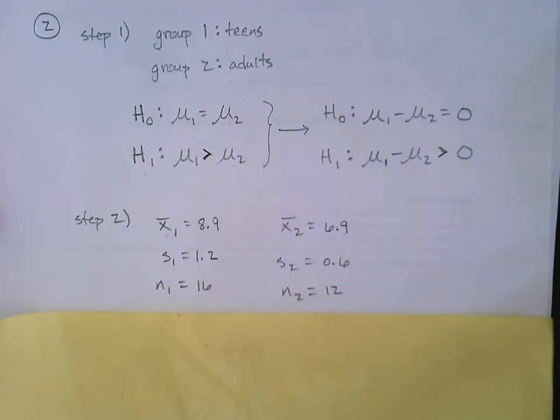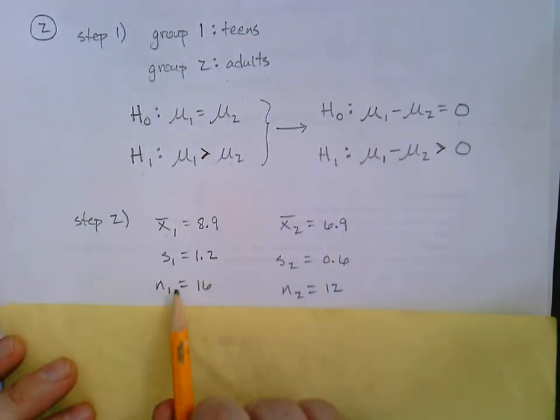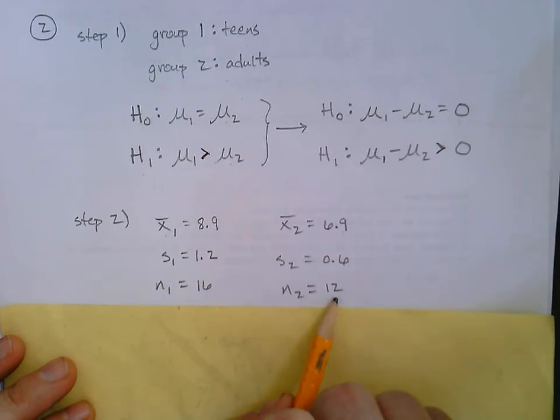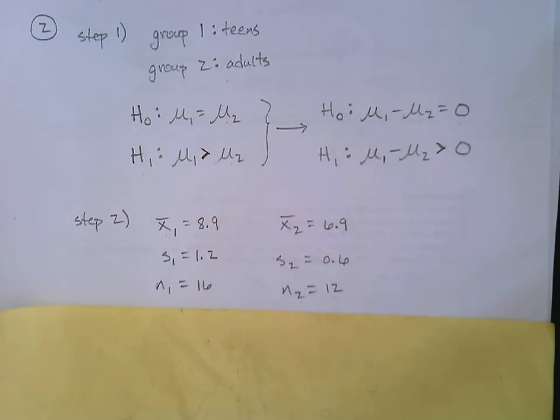And what else do they tell us in the problem? They tell us N1 and N2, the sample sizes. The sample size for the teens is 16. The sample size for the adults is 12. And you might think, is that a problem that they're different sizes? No, no problem whatsoever. Doesn't matter if they have different sizes.